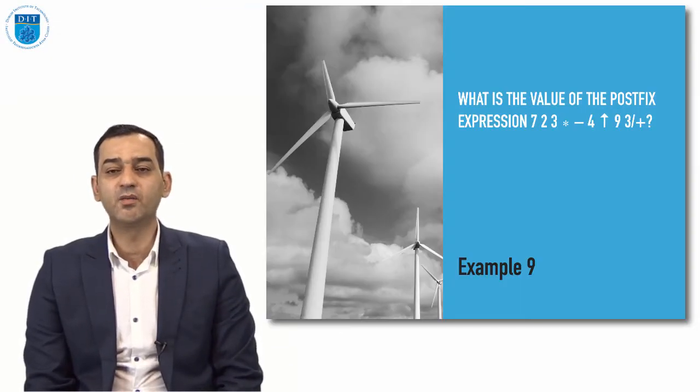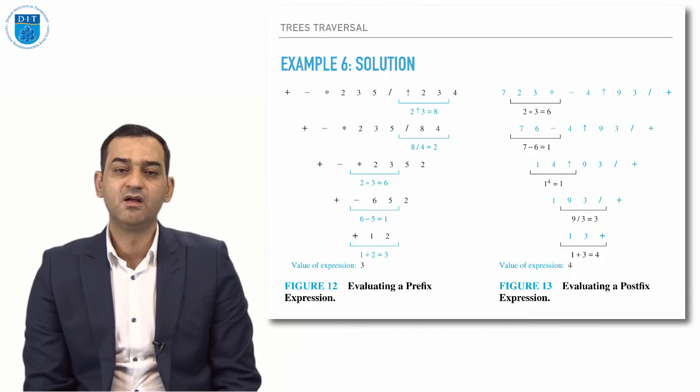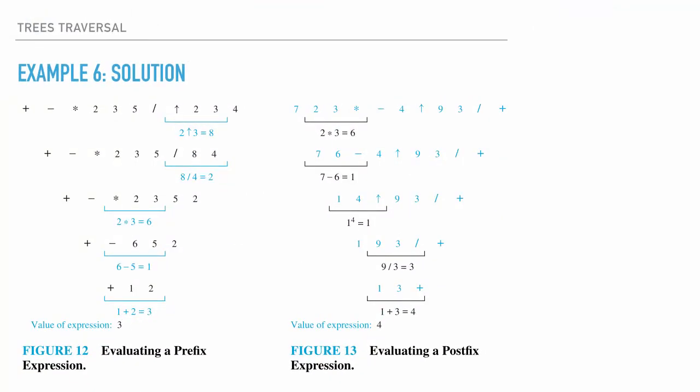What is the value of the postfix expression 7 2 3 * - 4 ^ 9 3 / +? The steps used to evaluate this expression by starting at the left and carrying out the operation when two operands are followed by an operator are shown in figure 13. The value of this expression is 4.